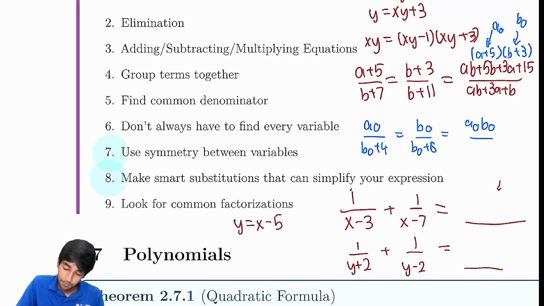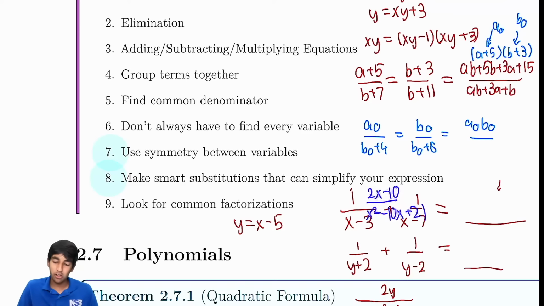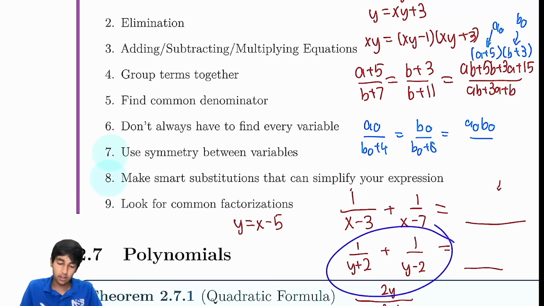But the point is now, when we cross multiply, our expression is much easier. Take a look. When we cross multiply, we now get y minus 2 plus y plus 2 over y plus 2 times y minus 2. That's just difference of squares. And this is just 2y. So you see, if you just directly combine it here, it would be a little bit ugly. 2x minus 10 over x squared minus 10x plus 21. That's a little bit ugly. Versus this substitution, we use the symmetry. It's symmetric about x minus 5. So let's just say y is x minus 5. And then we get this really nice symmetry.